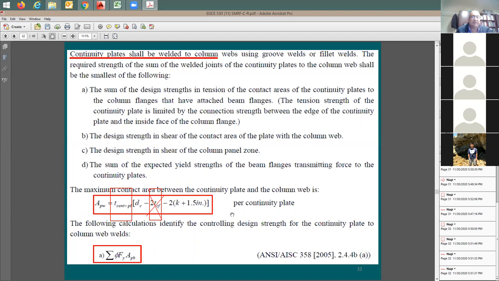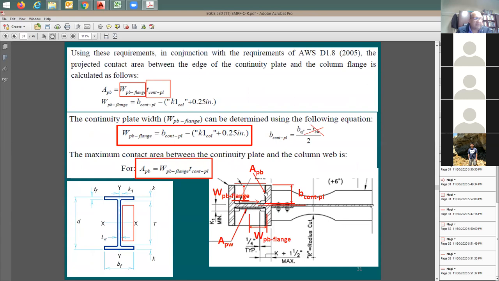Okay. So it's gonna be up to you. If you like to follow this equation, it's gonna be okay. If you like to take this out of the equation, not to subtract the flange thickness of the column in here, it's gonna be also okay. It's gonna be up to you. I said, okay, now I understand. I'm gonna have one area exposed to tension and one area exposed to shear.